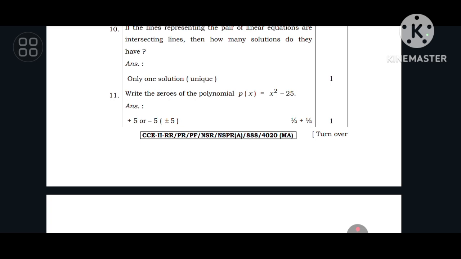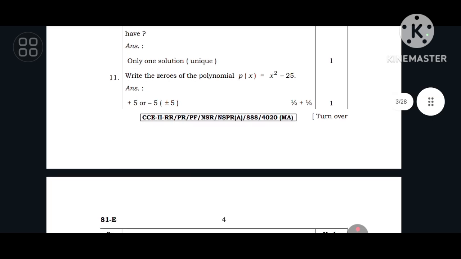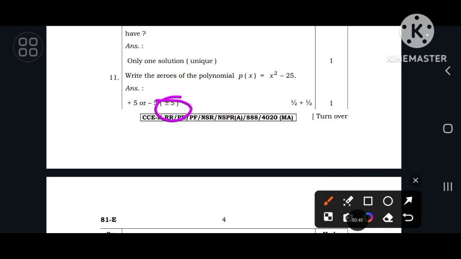Which are the zeros of the polynomial p(x) is equal to x square minus 25? Plus 5 or minus 5, as finding the roots they will be plus or minus 5. You should write it by combining, like this, plus or minus 5.